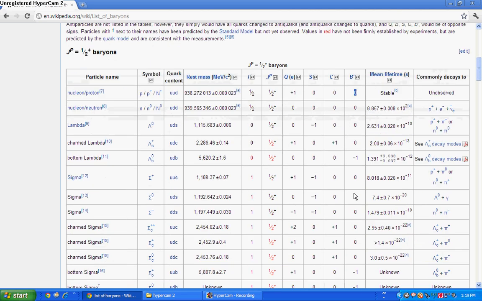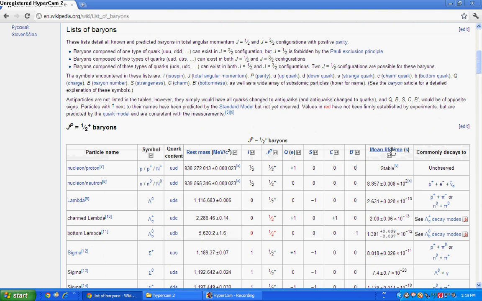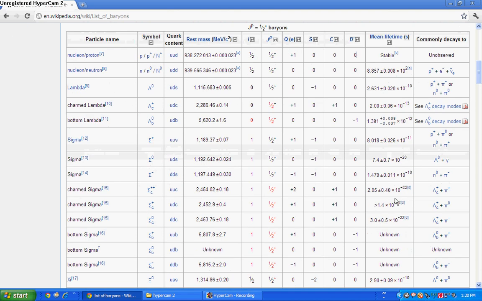So, the mean lifetime, which is another number, is measured in seconds, and this is simply, on average, mean, which is an average. You can look that up if you don't know what mean is, although you really should go back to 2nd grade if you don't know. But that's how long, on average, this particle stays a particle before it decays into something else.